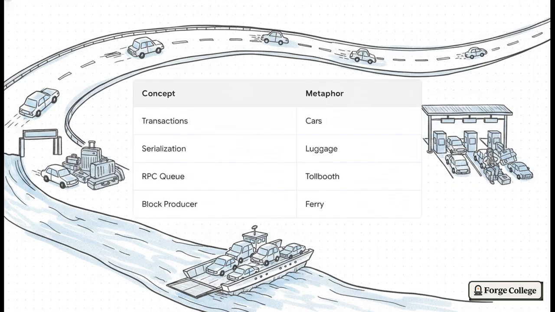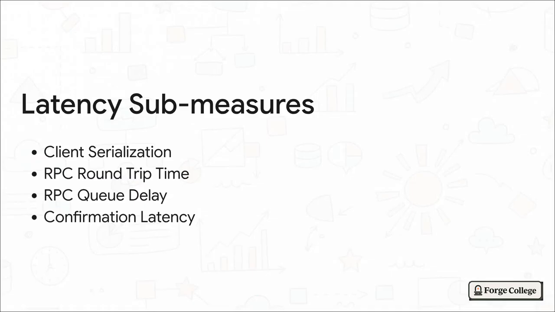So if you've got a massive JSON payload, you aren't just driving. You're literally the person holding up the entire toll booth line, digging through your pockets for exact change, while trying to cram oversized luggage into the trunk. By breaking latency down into these specific submeasures, we can pinpoint exactly which part of our highway is causing the traffic jam. Is it taking way too long to load the luggage? Well, that's client serialization time. Is the toll booth line completely backed up? That's RPC queue delay. Or is the ferry just incredibly slow to cross? That's your confirmation latency.